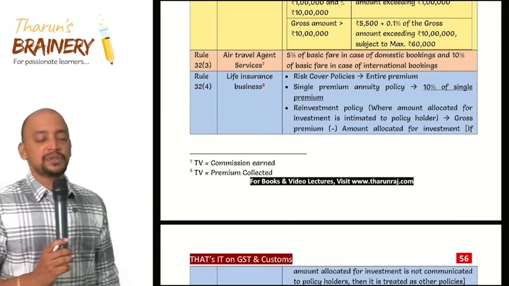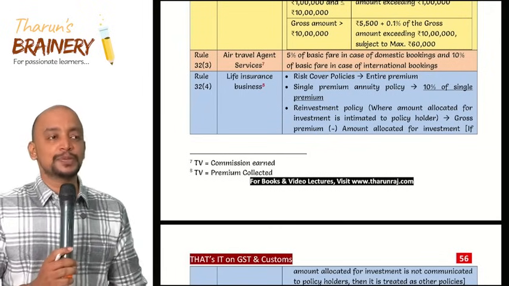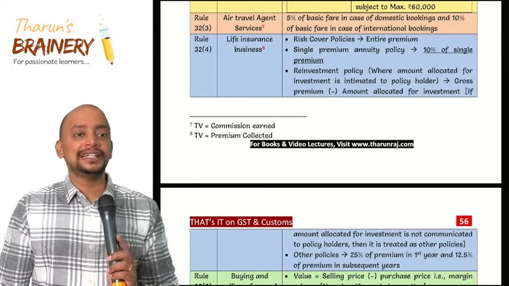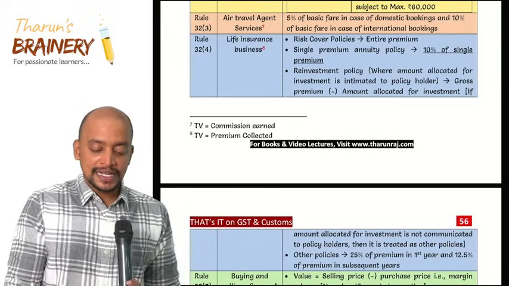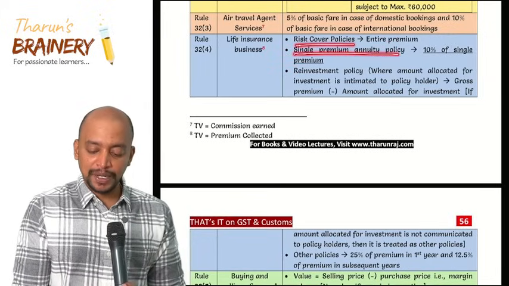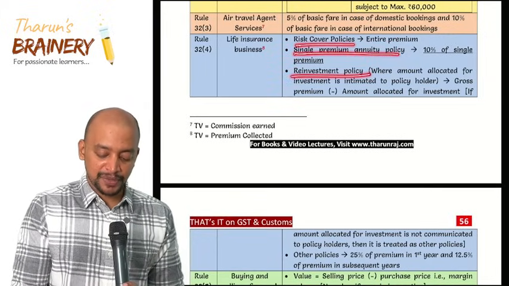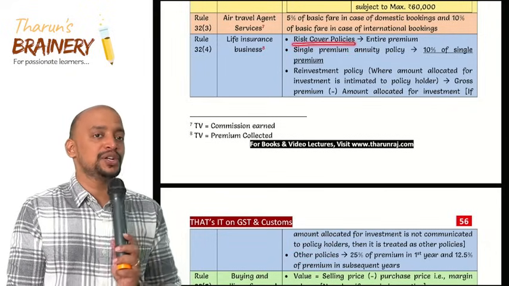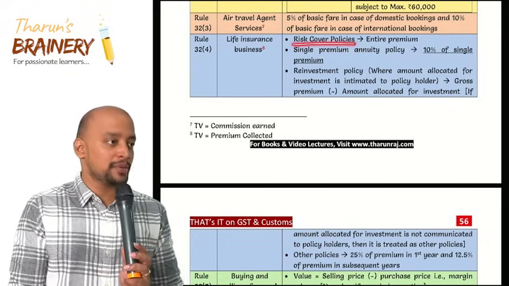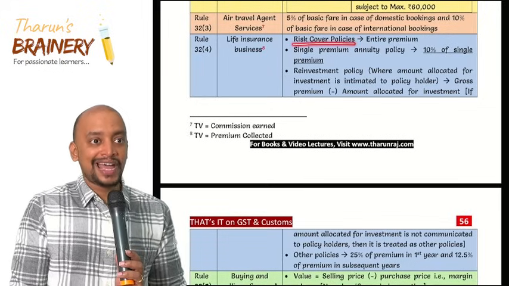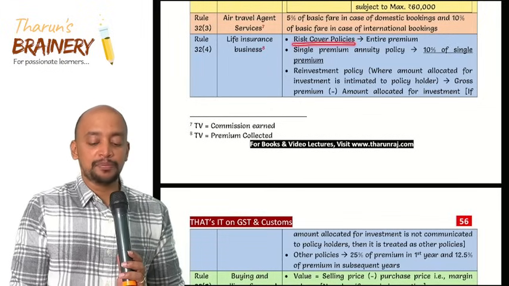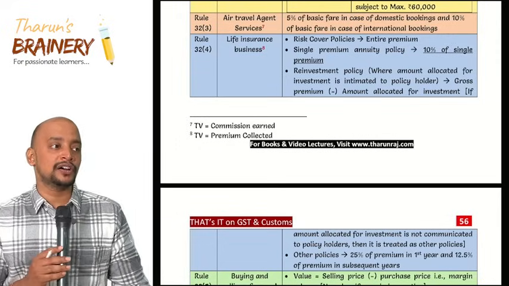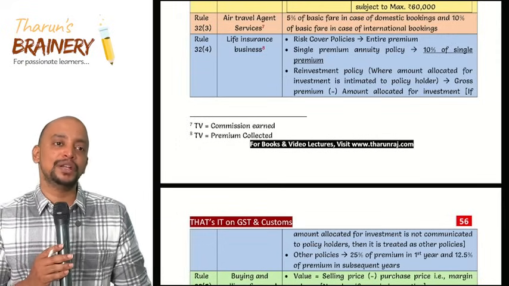Then life insurance business. In case of life insurance business, we have different types of policies. The entire set of policies are divided into risk cover policies, single premium annuity policy, reinvestment policy and other policy. Risk cover policy means like term insurance, wherein we will pay some amount and there is a sum assured. The premium payable will not be commensurate with the sum assured, and in the event of death etc., the sum assured will be paid to that person.